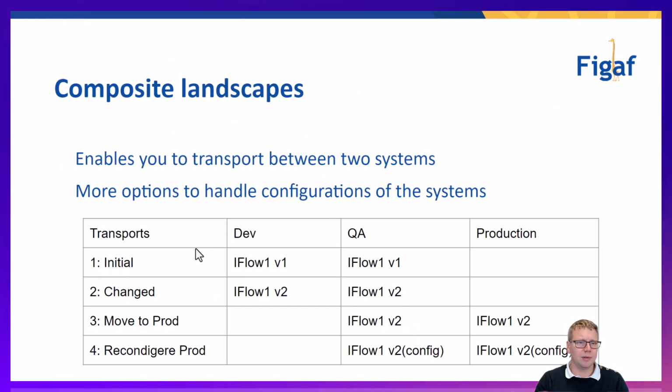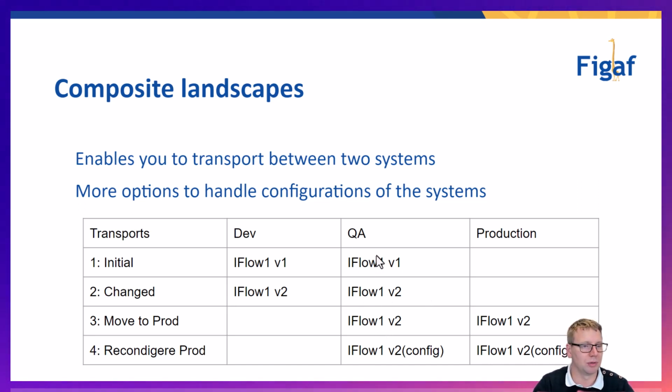The way you would be transporting this is, it is two different transports. So we're creating a transport that transports the initial iFlow to QA. We'll change the iFlow to version 2, move it to QA, and then we can move it to production, and that would be a separate transport. So you will be creating different transports.